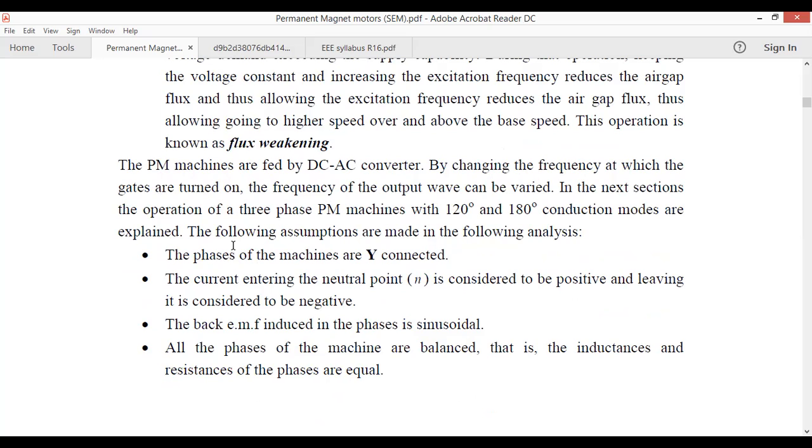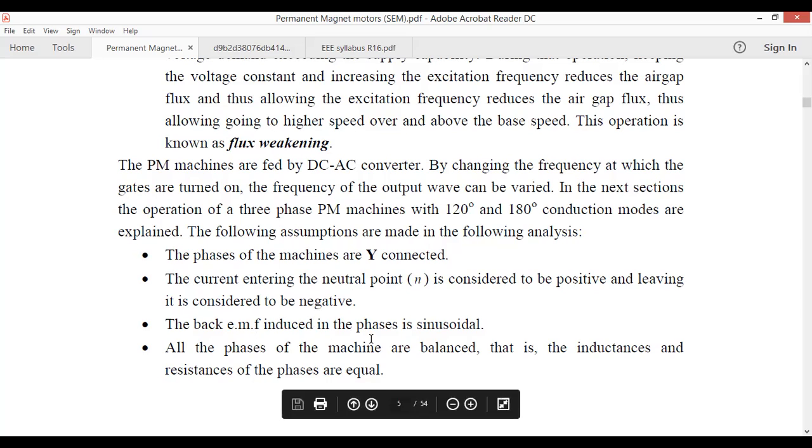Next, some assumptions are made for the 120 degrees and 180 degrees modes of operation of the permanent magnet synchronous machines. Here, the phases of the machines are star connected. The current entering the neutral point is considered positive and leaving it is considered negative. The back EMF induced in the phases is sinusoidal. All the phases of the machines are balanced, that is, the inductances and the resistances of the phases are equal.